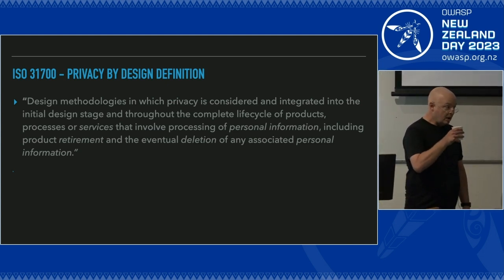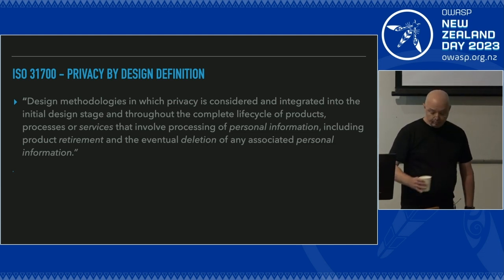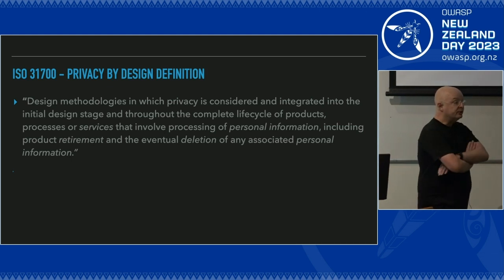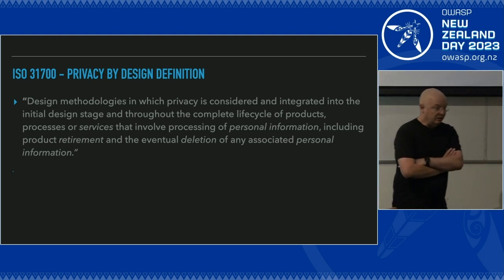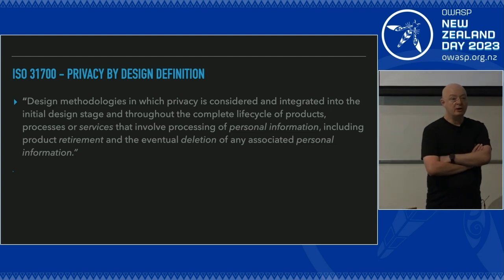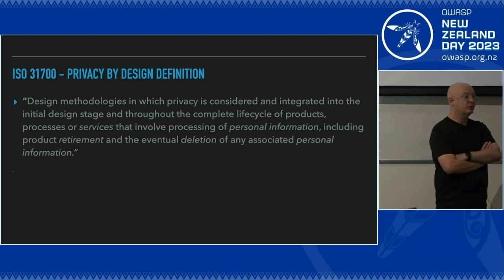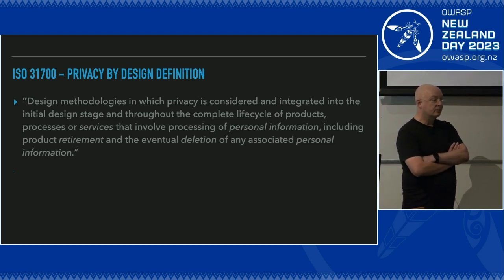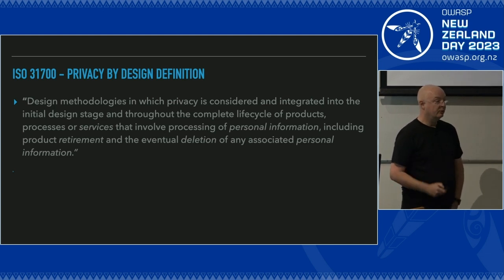The standard ISO 31700 provides its own definition of what privacy by design is, and I'll let you read it. And as you can see, it's quite limited compared to the principles in many ways. It's really speaking about the first principle, I guess, and it's picking up on some of the other principles, but quite concise.